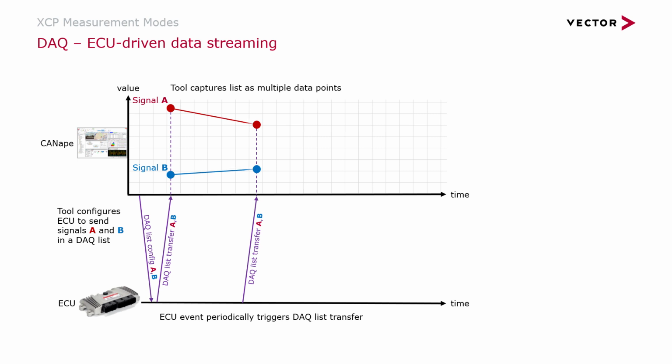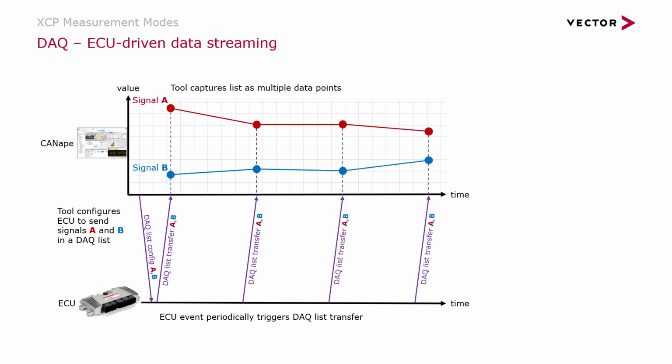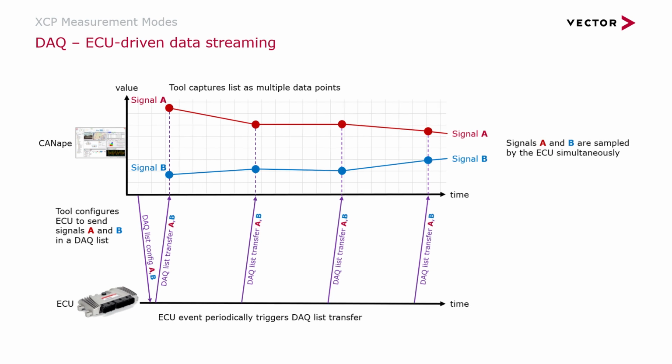As the ECU software continues to run, the periodic event will trigger the DAC list transfer over and over again, and in the end, we will have a measurement that contains data points for both signals A and B. It's important to note that signals A and B are sampled by the ECU simultaneously, and they will always be paired together and share a common timestamp.